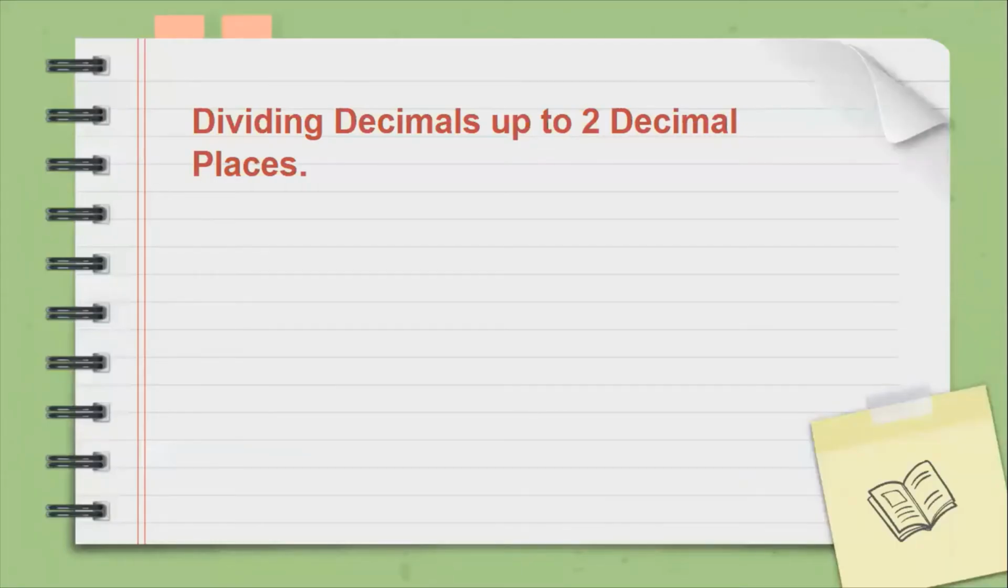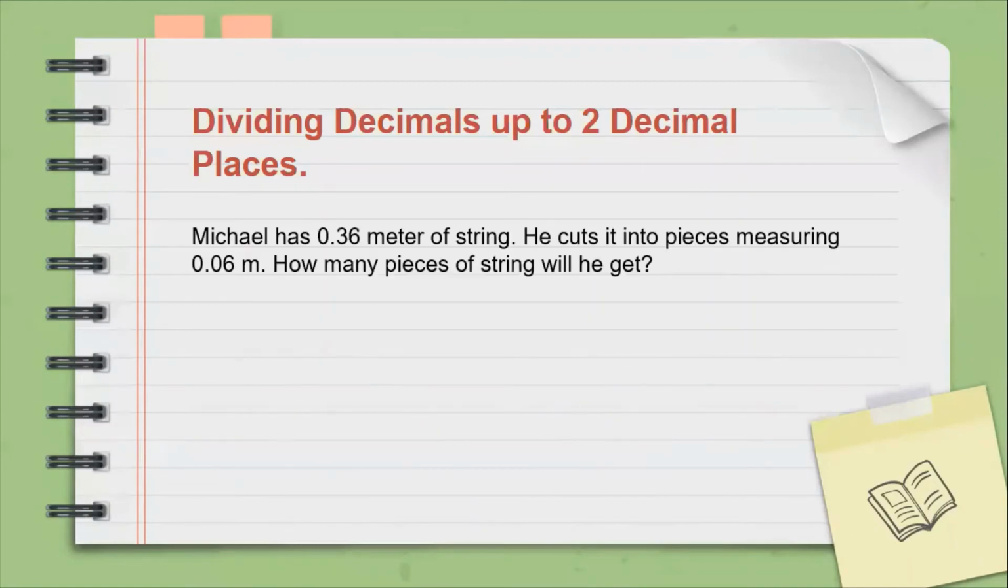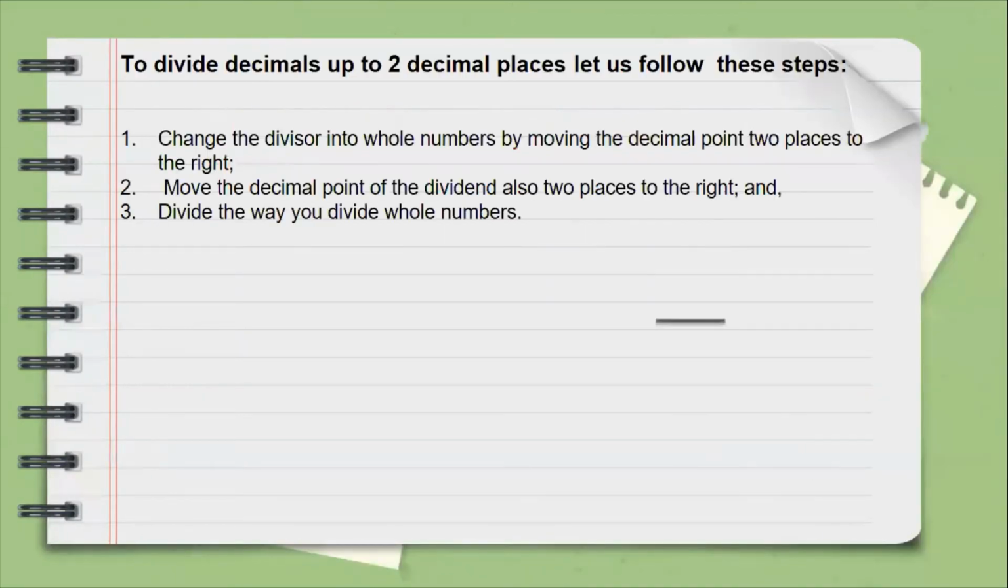So this time let us proceed to our next lesson, and that is dividing decimals up to 2 decimal places. So we have here a sample problem. Michael has 36.36 meters of string. He cuts it into pieces measuring 0.06 meters. How many pieces of string will he get? For this one, we need to follow the following steps to divide decimals up to 2 decimal places.